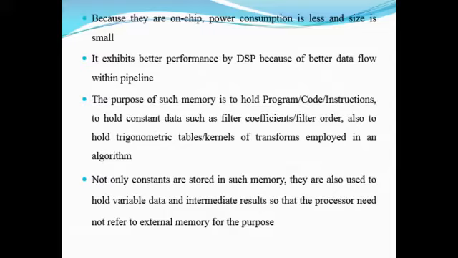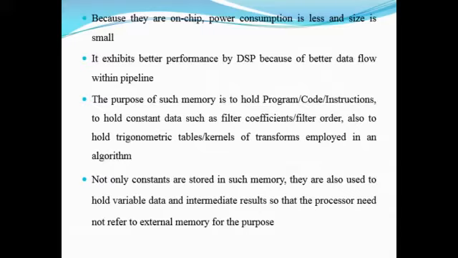Whenever we want to apply some transformation process, or want to use some transformation in this DSP system, like a discrete Fourier transform, or a cosine transform, or any other kind of transformation.